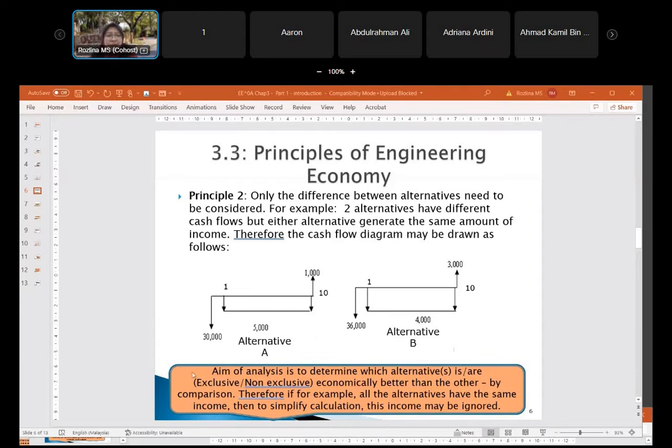Okay. So the aim of analysis is to determine which alternative is economically better. So actually what you are doing is to compare, right? By comparison. Therefore, if, for example, all the alternatives have the same income, then to simplify calculation, this income may be ignored. Now, this one has already mentioned it.